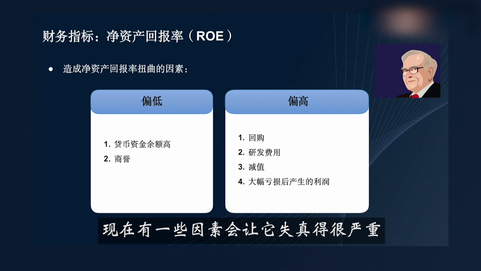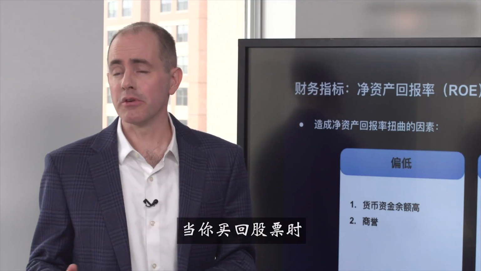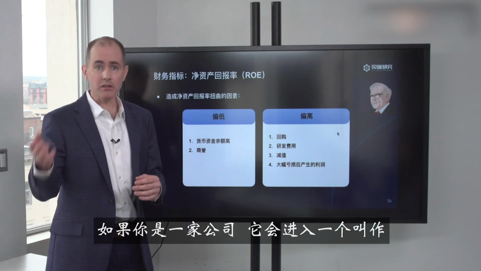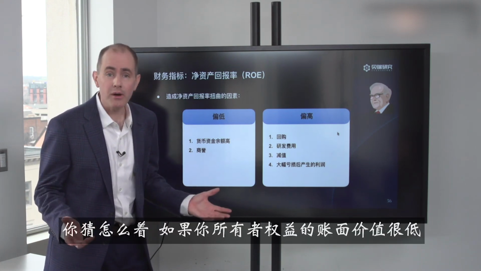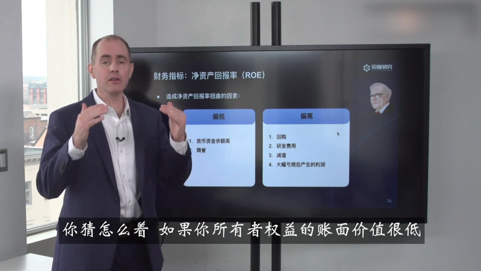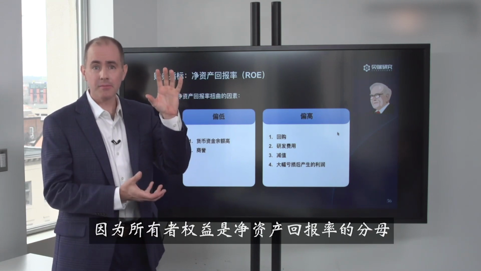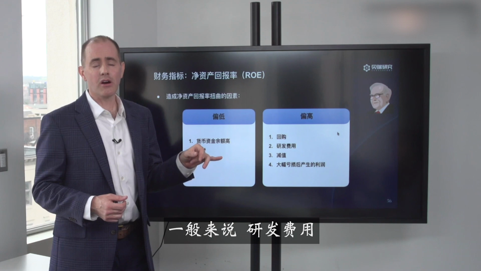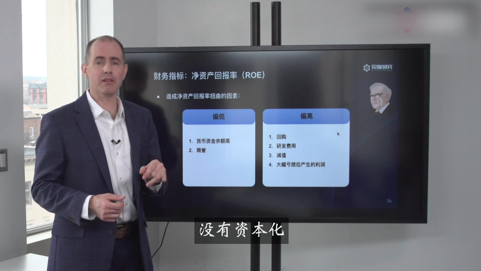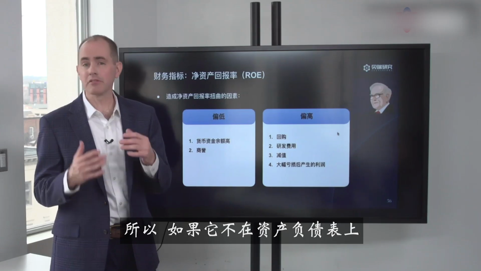Now, factors that can skew it high. One would be share repurchases. We mentioned earlier in this class that when a company buys back a share, it goes into the account called treasury stock, which reduces the book value of equity. Well, guess what? If your book value of equity is low, that's going to make your ROE high, because that's the denominator in ROE. Another one is research and development expenses. Why is this? Generally speaking, R&D expenses are not capitalized. Capitalized means something gets put on the balance sheet. So if it's not on the balance sheet, it doesn't go into book value of equity.